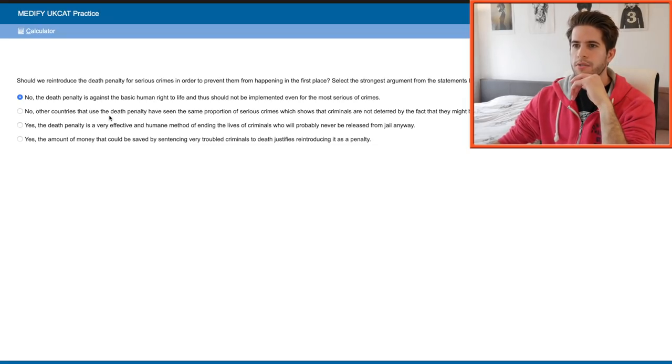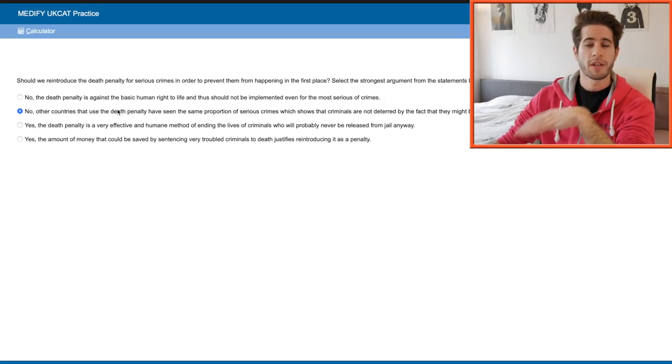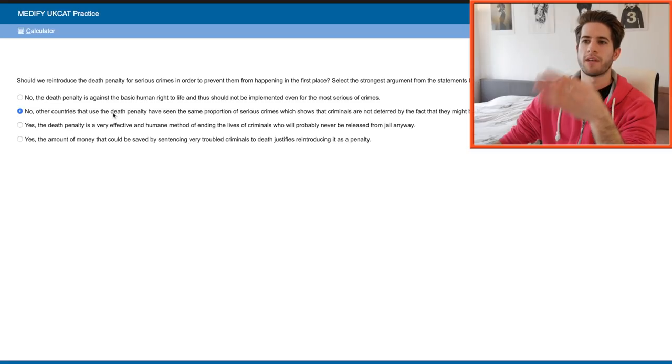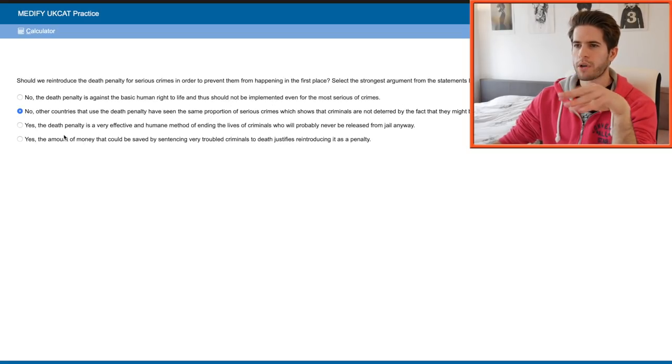No other countries that use the death penalty have seen the same proportion of serious crimes, which shows that criminals are not deterred by the fact that they might be sentenced to death. That is a very strong argument. It's showing an example of previous evidence where this type of implementation has happened before and has not led to a decrease in crime rates. It's a very good argument. Let me quickly read the other two.